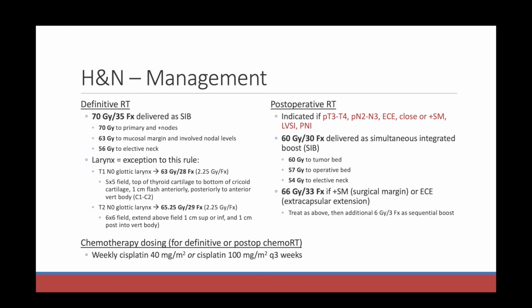And then finally, remember the patients that we're adding chemotherapy. If it's post-op, it's if they have a positive surgical margin or if they have extracapsular extension. If we're doing definitive radiation, usually if they have T3 to T4 or N2 or higher disease, we're adding chemo. And the chemotherapy that we do is weekly cisplatin, and it's usually 40 milligrams per meter squared if you're doing weekly dosing, or you can do every 3-week dosing at 100 milligram per meter squared.